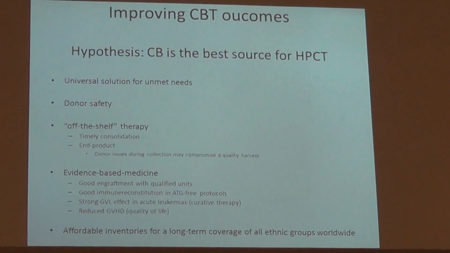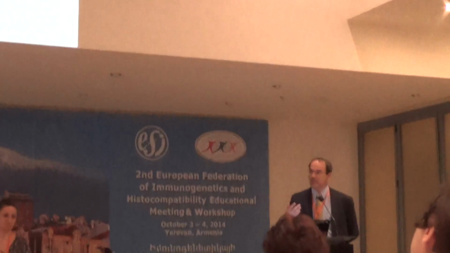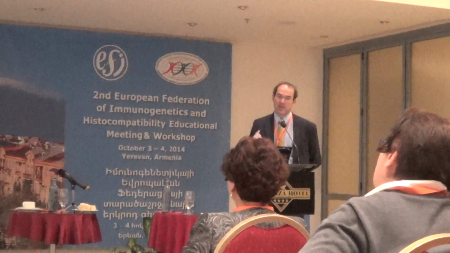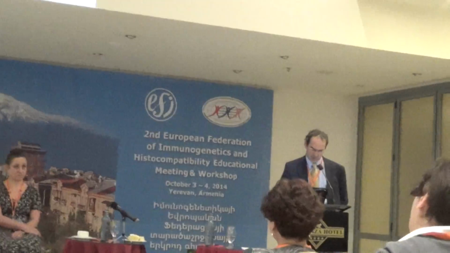Third, with cord blood banks we can approach the concept of off-the-shelf therapy, having a product in a container that can be readily used for a patient without any delays in searching or testing the product. And this is something that we need to achieve in the future with other sources. Fourth, I think, is already evidence-based medicine. Outcomes of 30,000 cord blood transplantations have already been published. This is not the case, for instance, for other sources.